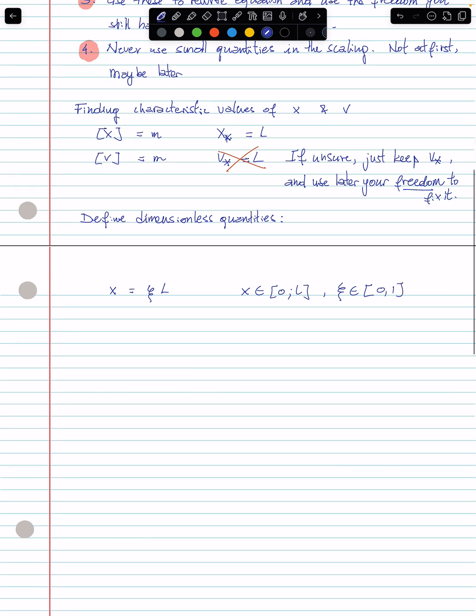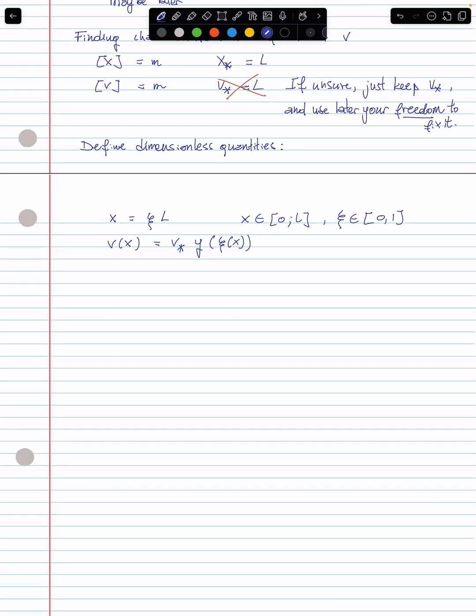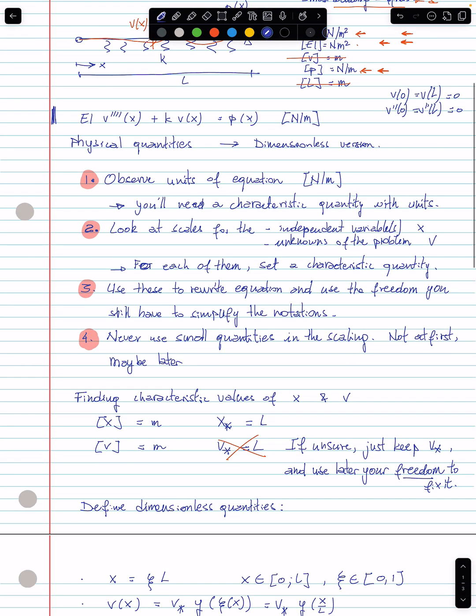And then for v, I'm just going to say that v as a function of x will be this characteristic quantity, v star, still unknown, or still free to choose, multiplied by a dimensionless quantity, y, which will be expressed as a function of xi of x. Or if you want to put it in a different way, this is y of x over L. All right. And so now we need to use these two things and substitute them in the governing equation.